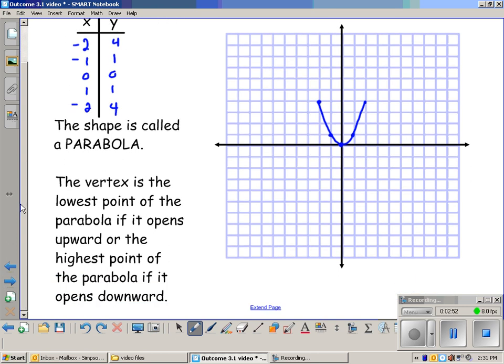The vertex is the lowest point of the parabola if it opens up. So ours is said to be opening up because the arms point in this direction. That makes this lowest point down here our vertex. If our parabola was shaped so that it was opening down, the vertex would be this highest point.